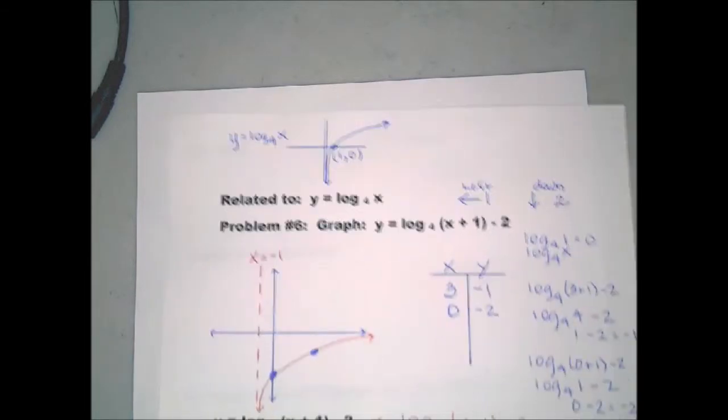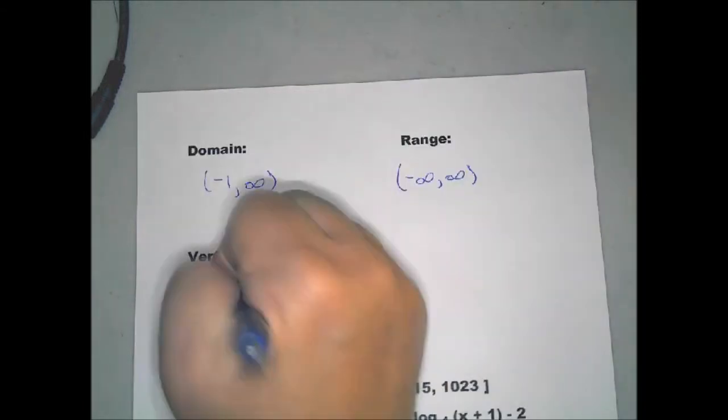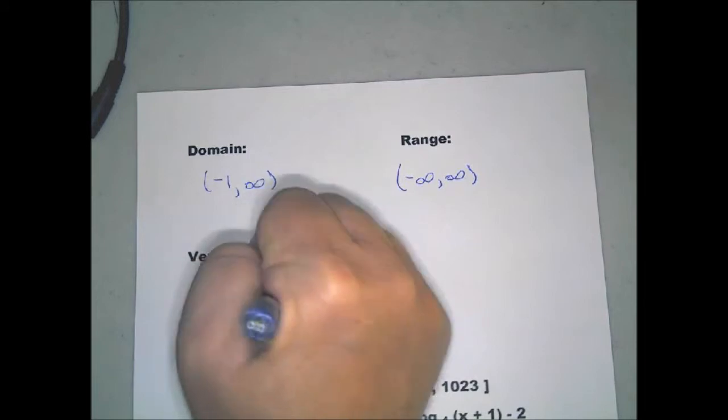Now, the vertical asymptote, we already took care of that right from the very beginning when we did our shift. The vertical asymptote is at x equals negative 1.